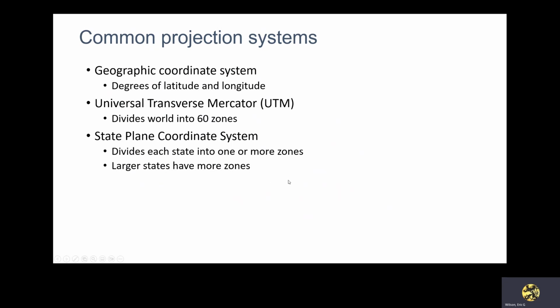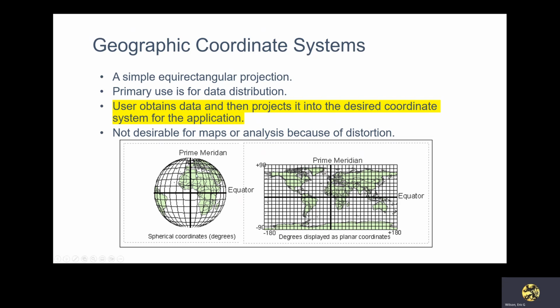GCS tends to not have a projection associated with it other than just kind of unloading it. If you're going to take the data and ship it somewhere, you can use it. It's noted in a later slide, but very rarely is that ever used for mapping. Usually in most cases you're using UTM or a state plane coordinate system. For the GCS, oh, that's what it is: it's the equirectangular projection, and a lot of times you're just shipping data back and forth when you're using the GCS. A lot of times you obtain the data, then you project it into the desired coordinate system for the application.